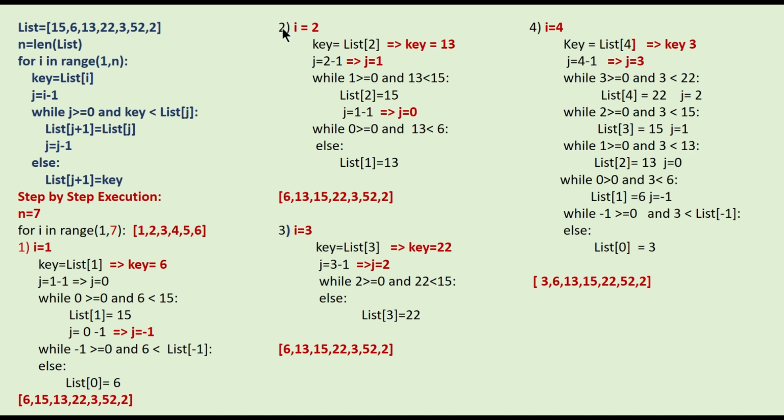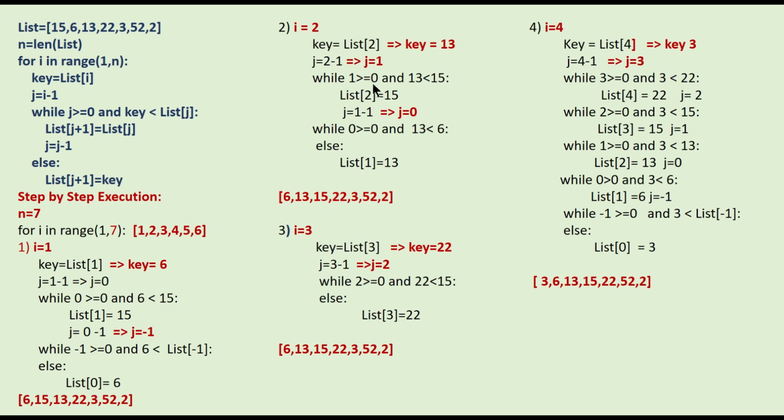So in the second iteration, I will take the value as 2. With the I value 2, again I am repeating the set of statements. So key is equal to list of 2. What is list of 2? It is 13. So the key value is 13. J is equal to I minus 1. I value is 2. So 2 minus 1 is 1. So j takes the value 1.